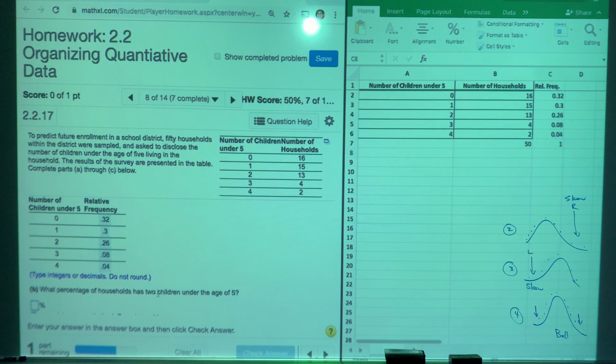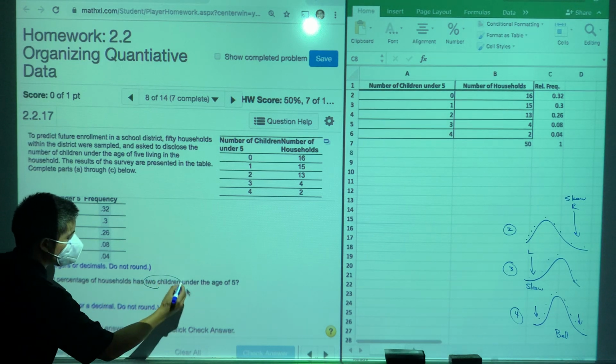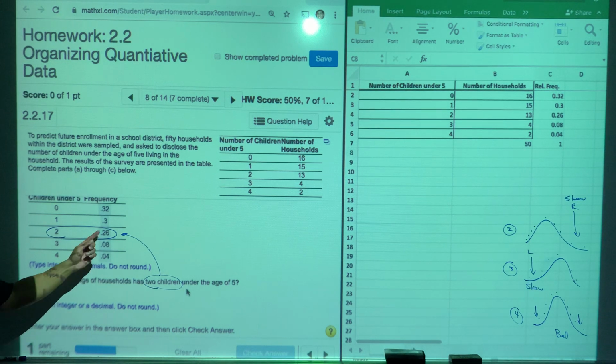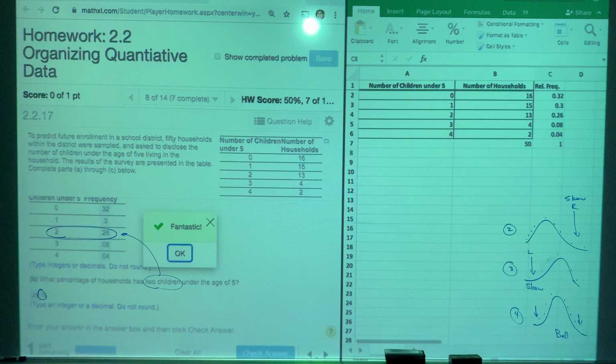What percentage of households has 2 children under the age of 5? So in order to answer this question, we need to look at our relative frequency distribution. So for mine, 2 children corresponds to this class. Okay? So do I enter 0.26? No, because they asked for the percentage, which means I need to convert that to a percentage, move it 2 to the right, 26%. Make sense?